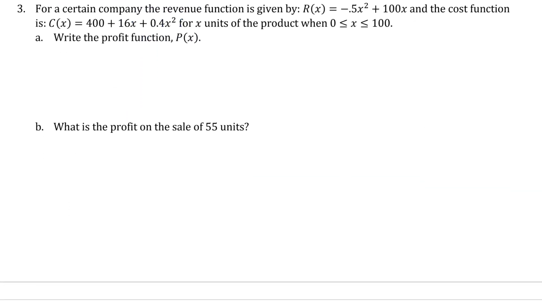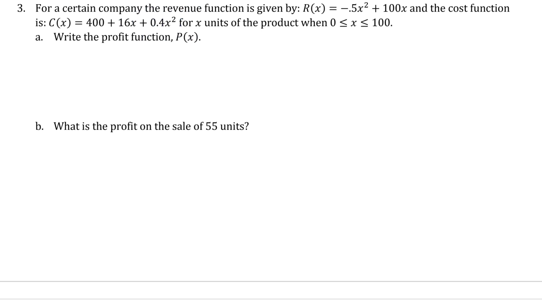All right, for the rest of them, they're going to be a little bit more money-oriented. We're going to kind of go back into finance just a little bit and talk a lot about revenue and profit and things like that. So number 3, for a certain company, the revenue function is given by R of x equals negative 0.5x squared plus 100x, and the cost function is C of x equals 400 plus 16x plus 0.4x squared for x units of the product when x is somewhere between 0 and 100.